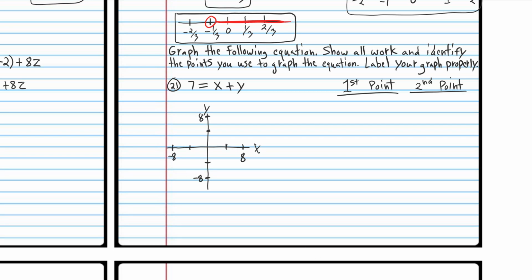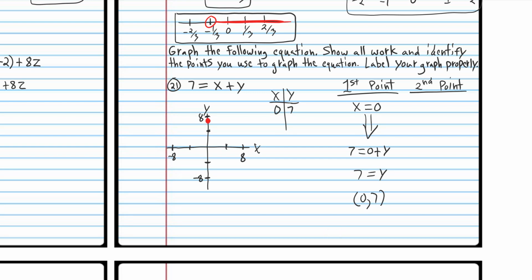All right, so I'm going to let x equal 0. So if x equals 0, then we have 7 equals 0 plus y, and therefore y equals 7. So if I use a table here, I'm going to go ahead and write the point also down here. So that's 0, 7 is the point. 0, 7 in the table. And 0, 7 would be about here.